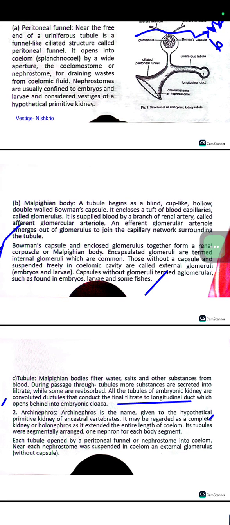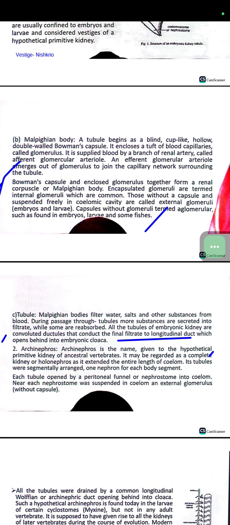Malpighian body. The tubule begins as a blind, cup-like, hollow, double-walled Bowman's capsule that encloses a tuft of blood capillaries called the glomerulus. It is supplied blood by a branch of the renal artery called the afferent glomerular arteriole. An efferent glomerular arteriole emerges out of the glomerulus to join the capillary network surrounding the tubule. Bowman's capsule and enclosed glomerulus together form a renal corpuscle or Malpighian body.